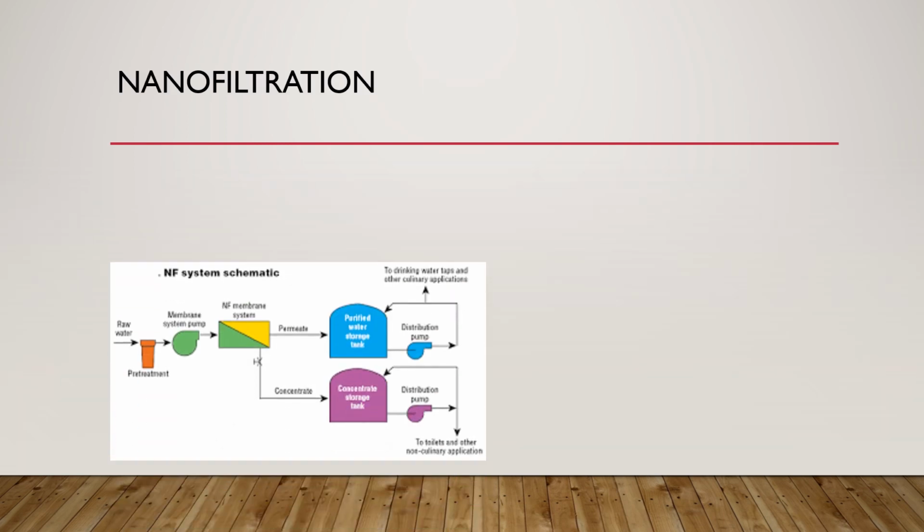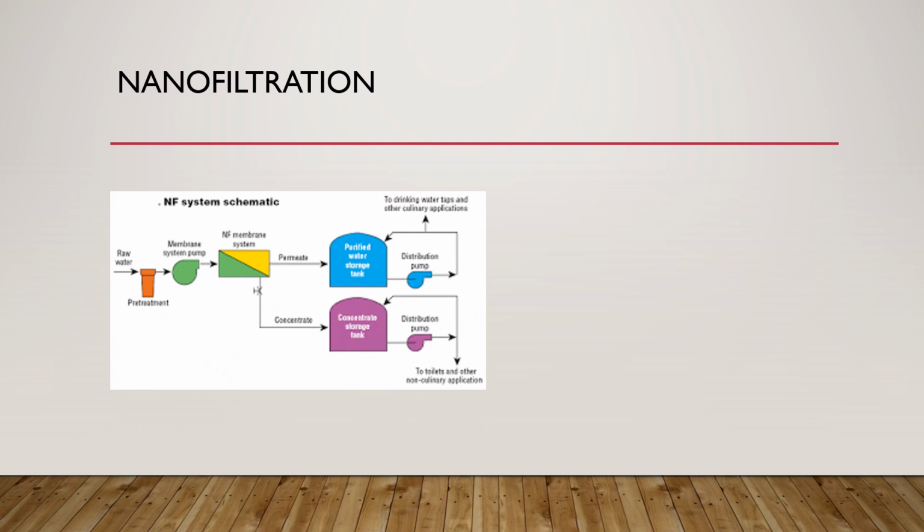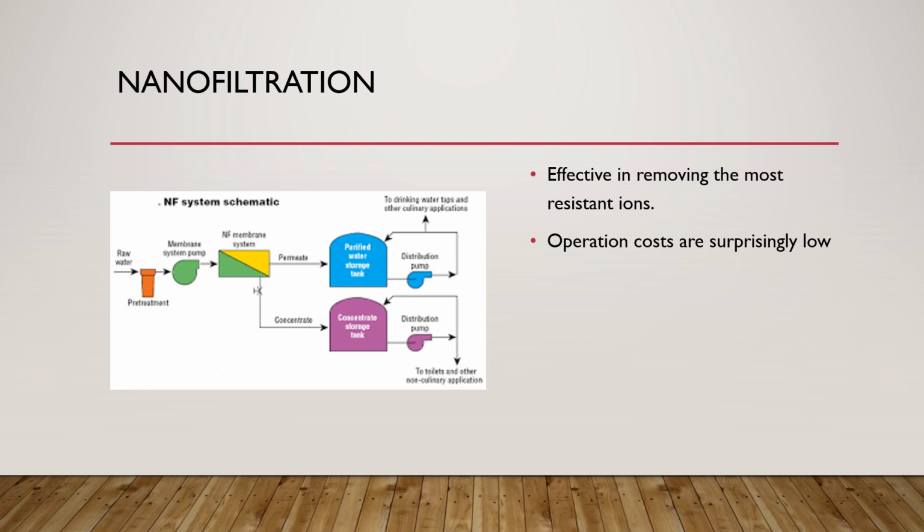Secondly, we have nanofiltration. Now here's a clear description of how it actually happens. See, it's a very effective method in removing resistant anions. The operation costs are surprisingly low, it handles any load of waste, and operates well under any condition.